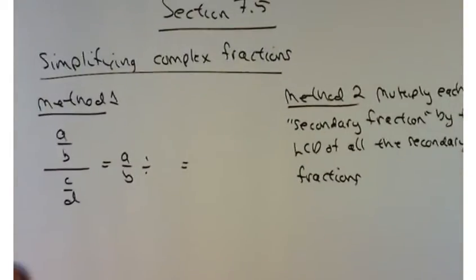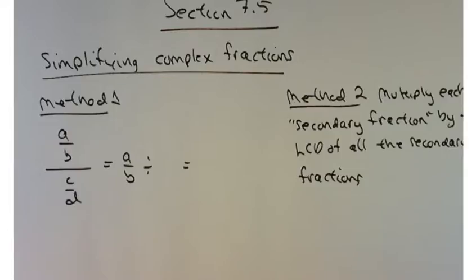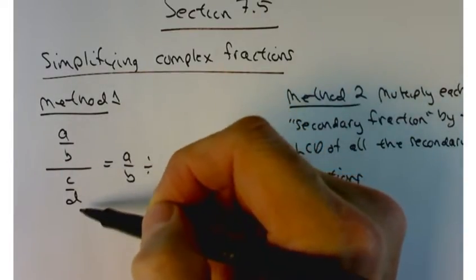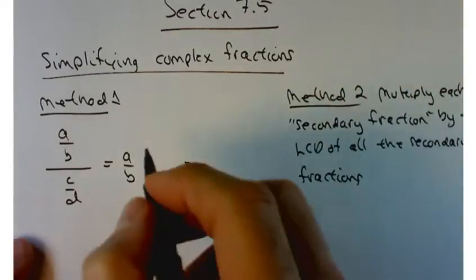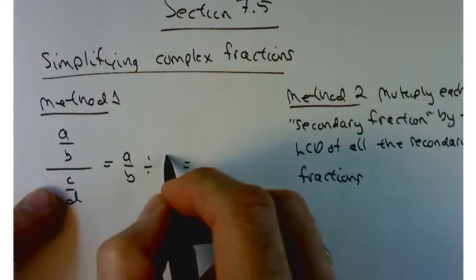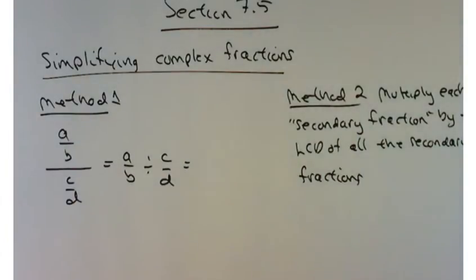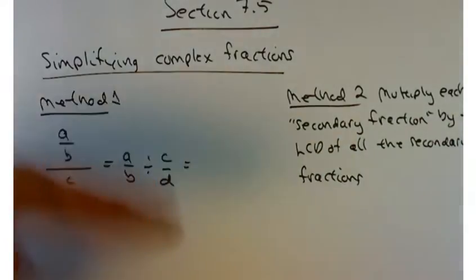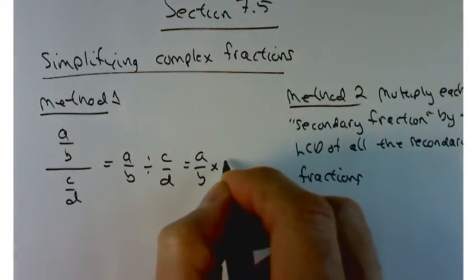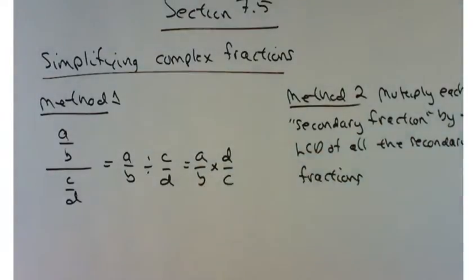The trick we're going to use here really isn't anything new. If you have something in the numerator, this fraction, divided by this fraction in the denominator, another way I could write that is a over b divided by c over d. And we know what to do with that. You invert and multiply by the second fraction. So it's going to be a over b times d over c. And that's going to be method 1.